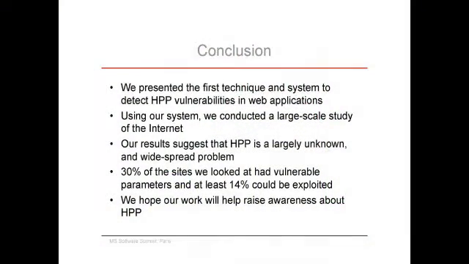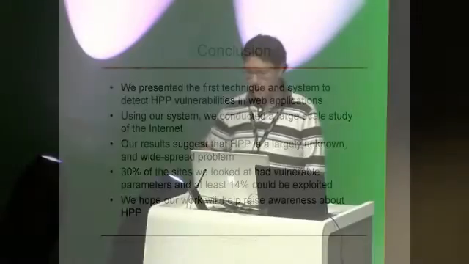So in conclusion, I will just say that we thought this was an interesting class of bug, so we did an analysis on it. We conducted a large-scale study of the internet. This class of bugs seems to be not very well known by developers. About 30% of the sites we looked at had vulnerable parameters, and about 14% could be exploited. This is much higher than what we were seeing in cross-site scripting, because this is a bug that developers are not aware of. So we're hoping that this work will raise awareness about HPP.